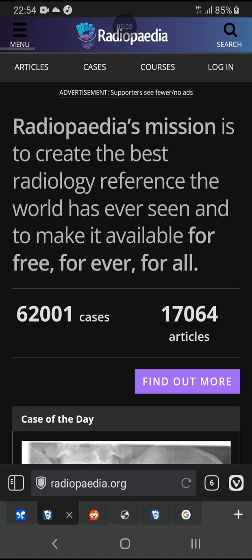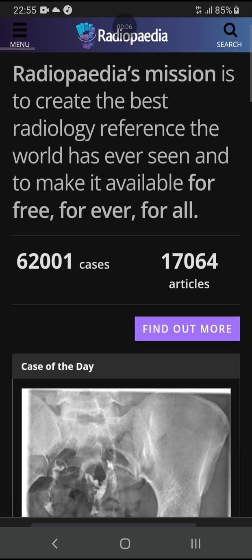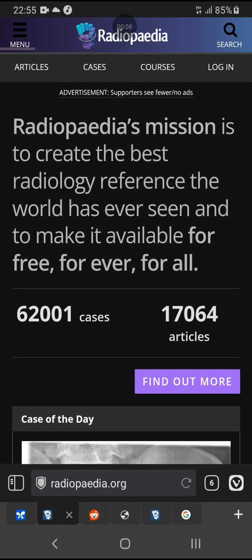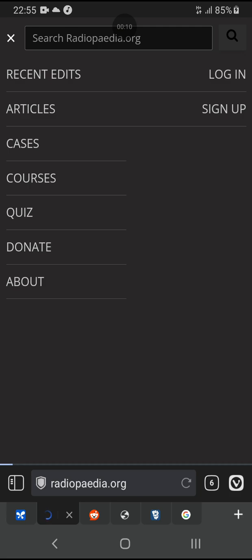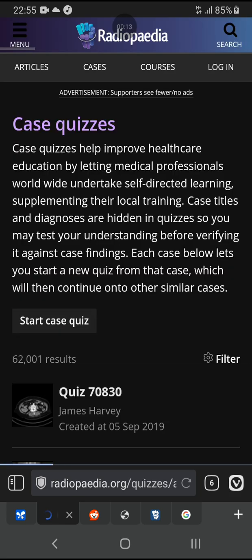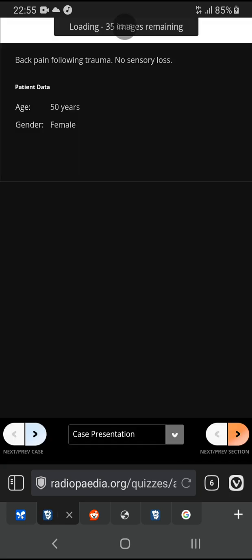Okay, so let's try to do a random quiz in radiology. So let's go to Radiopaedia, and here I have a quiz. Let's start a quiz and do it together. Maybe I will know something, maybe I will know nothing. So this is the case.